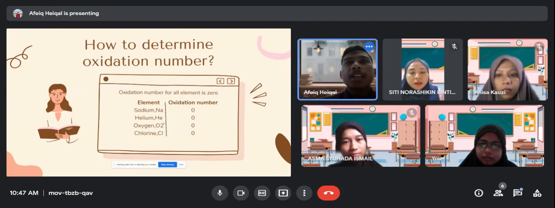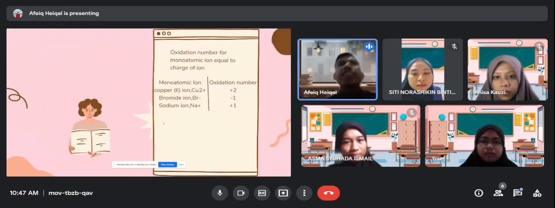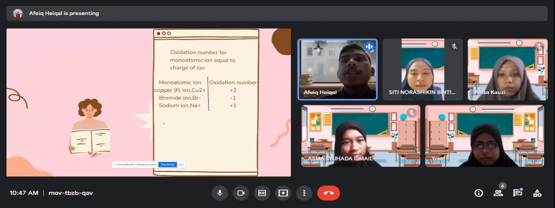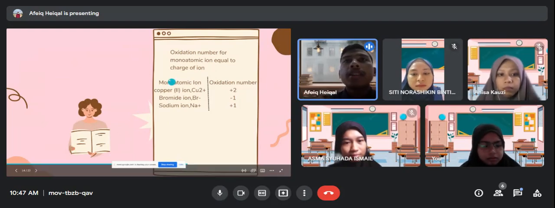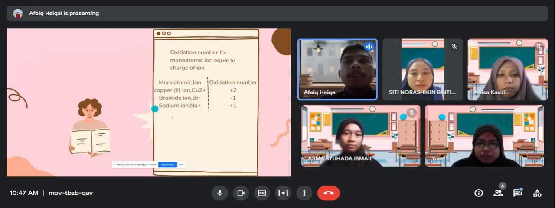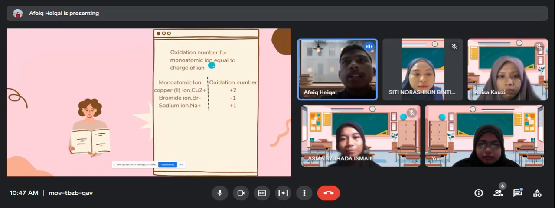As long as it is an element, the oxidation number will be zero. Next, the oxidation number for a monoatomic ion is equal to the charge of the ion. A monoatomic ion is an ion that consists of one atom, like copper(II) ion Cu2+, bromide ion Br-, sodium ion Na+. So this is a monoatomic ion, and the oxidation number follows the charge of the ion.